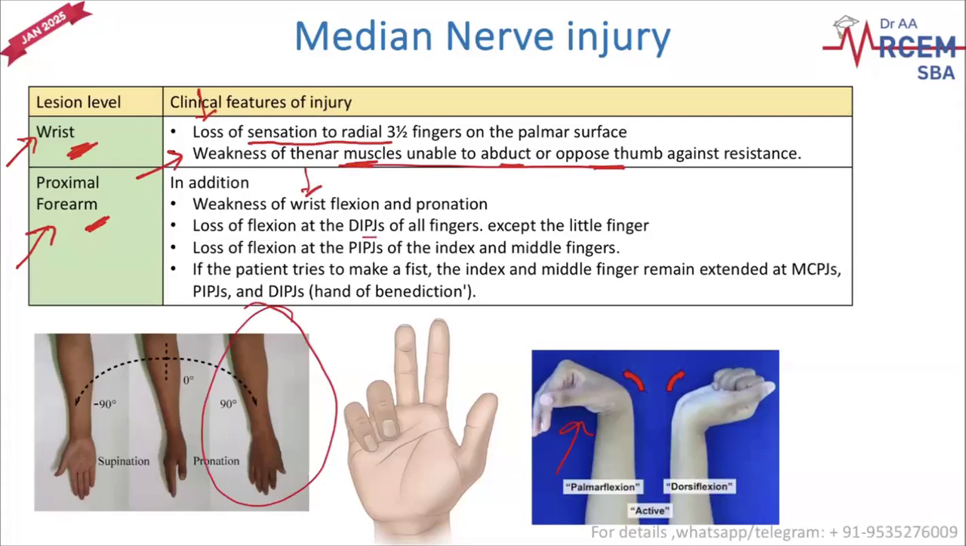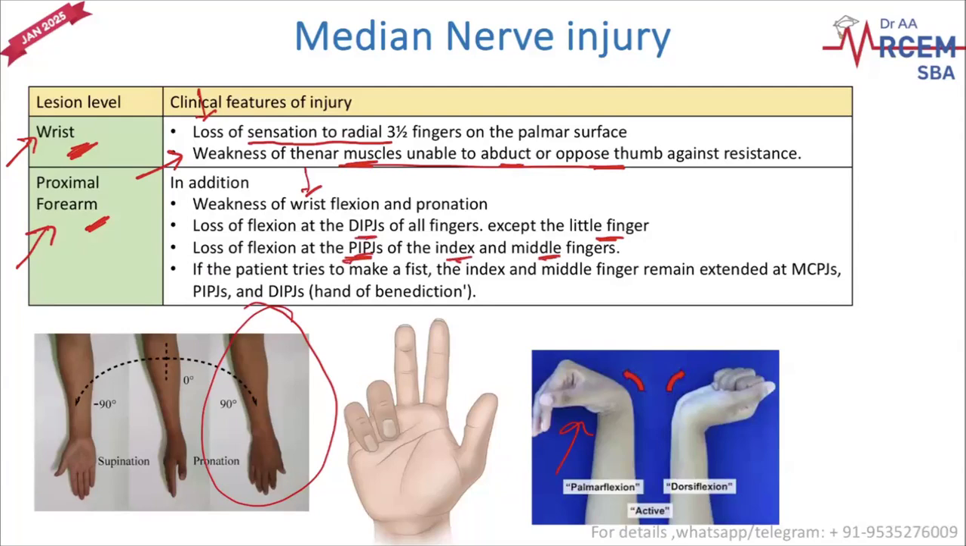Loss of flexion at the distal interphalangeal joint of all the fingers except the little finger. Flexion of the proximal interphalangeal joint of only the index and middle finger will be lost. You need to remember this. This is important because of the nerve supply, because of the muscles which are supplied here.